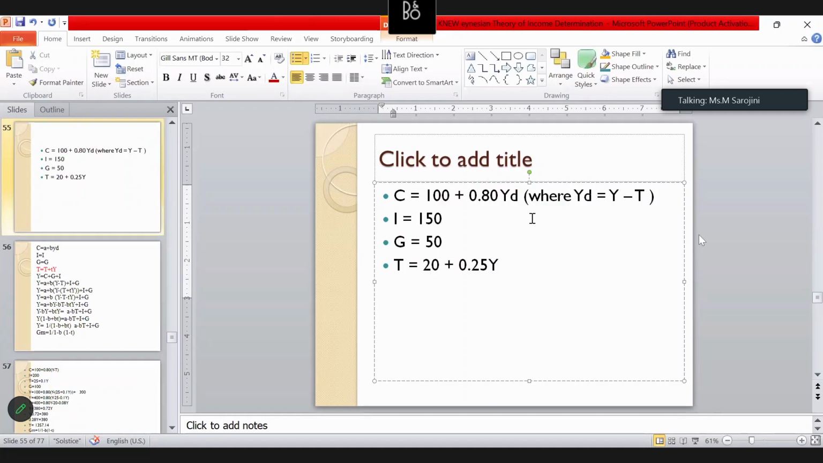This is for your homework. C is equal to 100 plus 0.80 YD. I is equal to 150. G is equal to 50. And T is equal to 20 plus 0.25Y. With this one, I have to close it. And we will meet on Tuesday. Okay.